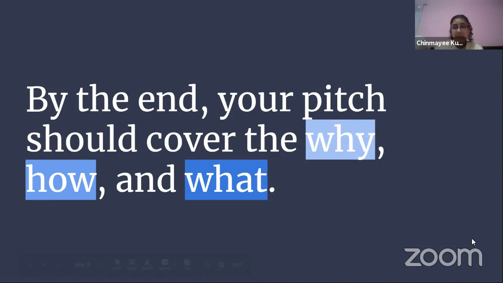Awesome. So then by the end of your pitch, you should cover the why, the how, and the what. It's really important to cover all 3 of these, because your why establishes the purpose. Again, you have to show the product that you built, you have to show its use, why it's valuable. And then you want to talk about how.